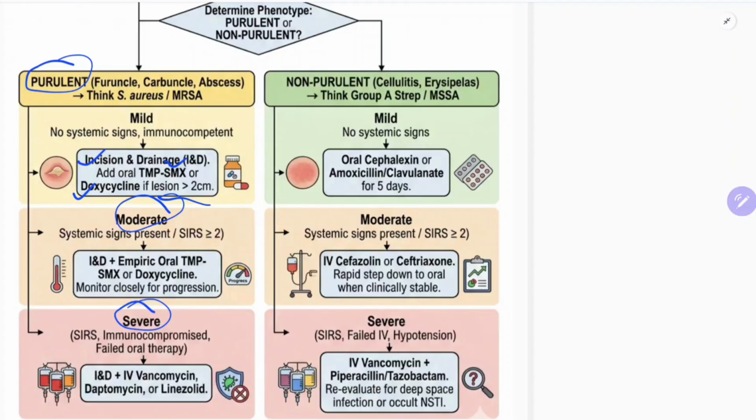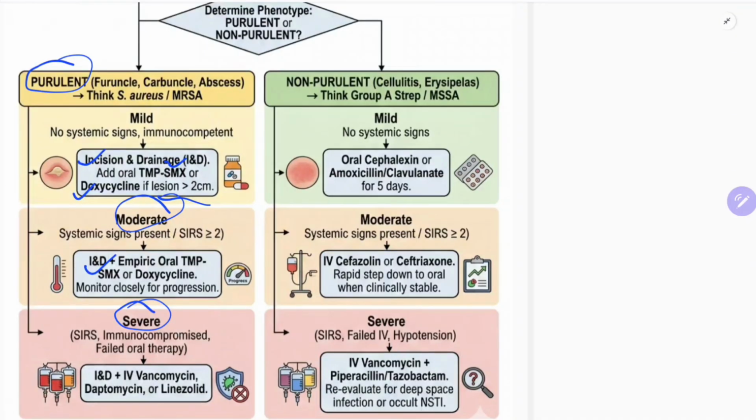After giving IV antibiotics, when the patient's vitals are stable and systemic signs are resolved and the erythema is not progressing, then you should step down to oral therapy. Highly bioavailable drugs like doxycycline, clindamycin, cotrimoxazole in case of purulent infection, and cephalexin and amoxicillin in case of non-purulent infection. So that is for moderate and severe. So IV to oral step-down, just remember that one.